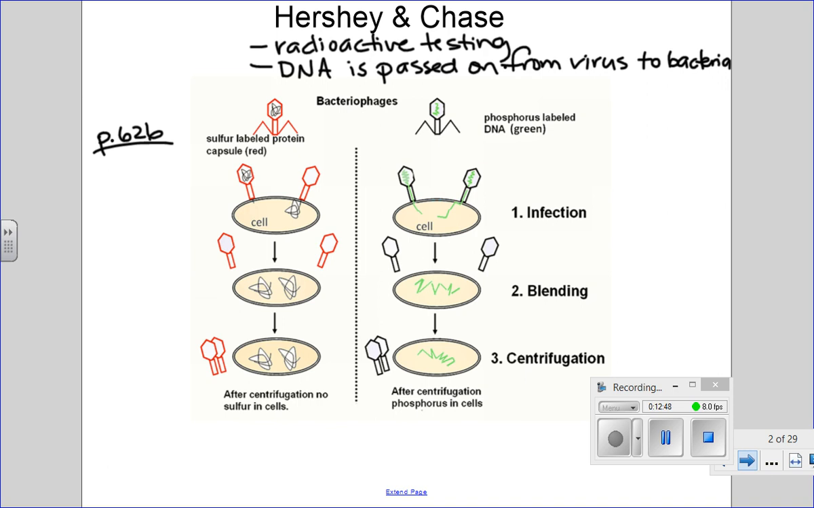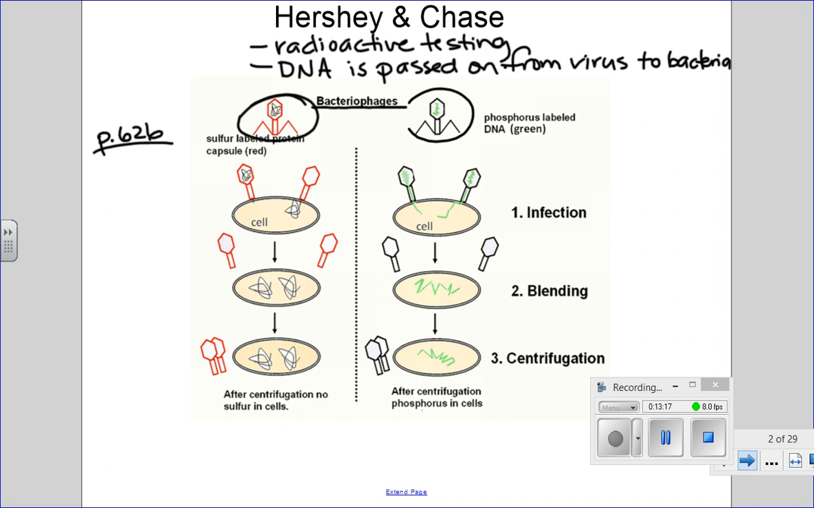Their tests were with bacteriophages. Bacteriophages are these weird structures here that look kind of like a spider thing with legs. If you've ever seen the movie Wild Wild West with Will Smith, the bad guy rides around on this machine that totally looks like a bacteriophage. But a bacteriophage is a virus that attacks bacteria. That's what it is.